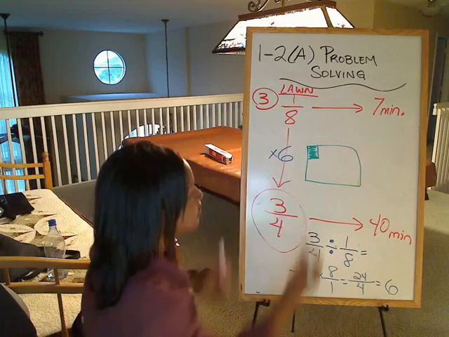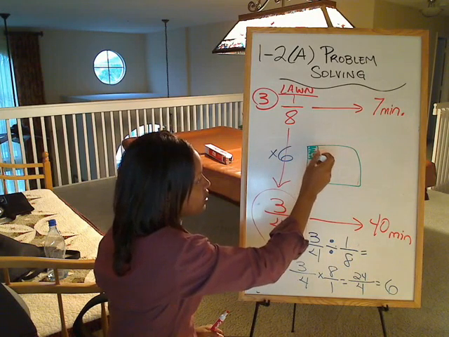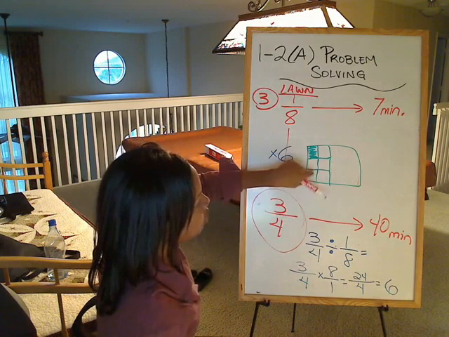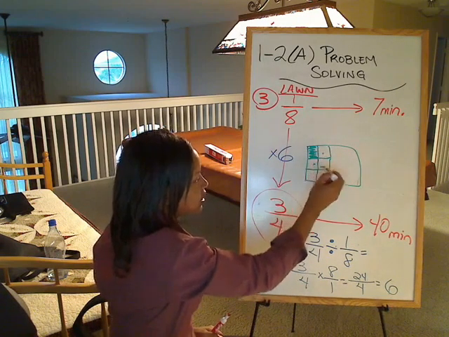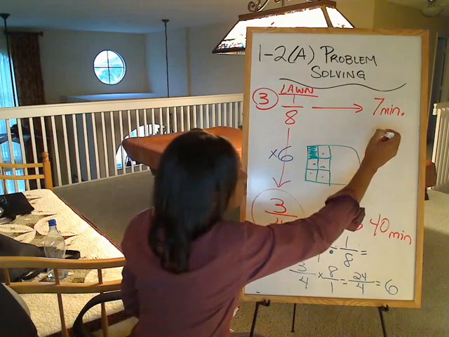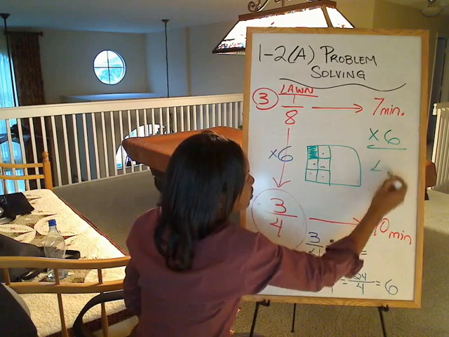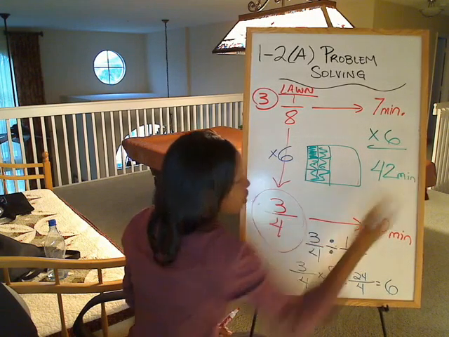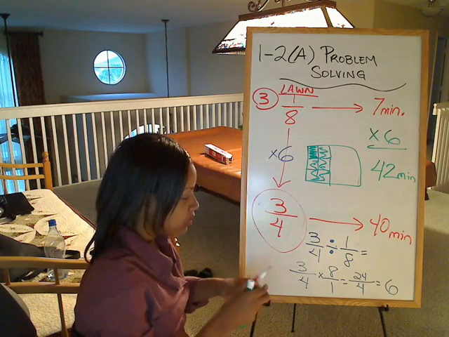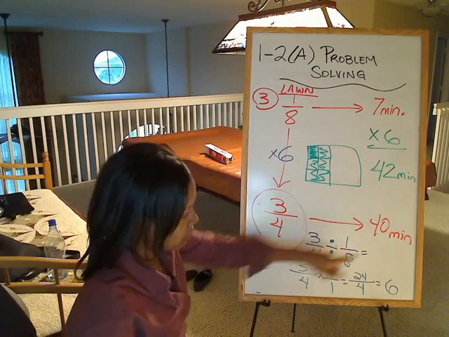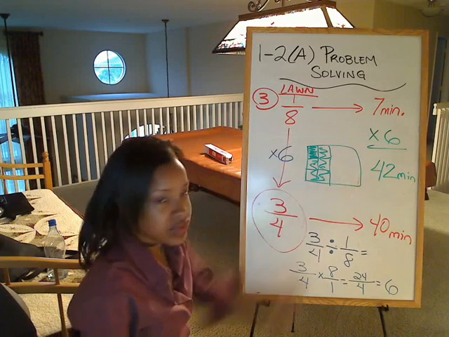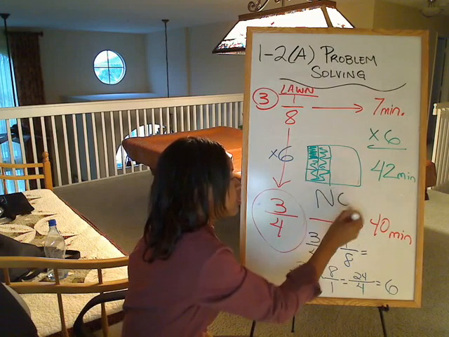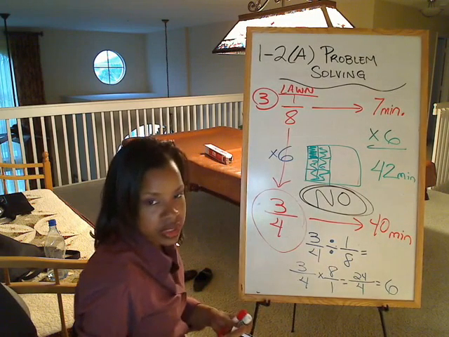So if it takes him 7 minutes just to do one, and he has to do 6 of these sections, how long would it take him to do that? Each one is 7 minutes, and he has to do 6 of them. Well, 7 times 6 is 42. So to do this much of the lawn would take him 42 minutes. But how much time does he have? 40 minutes. So does he have enough time? No. So the answer is no, he can't do it. He doesn't have enough time.